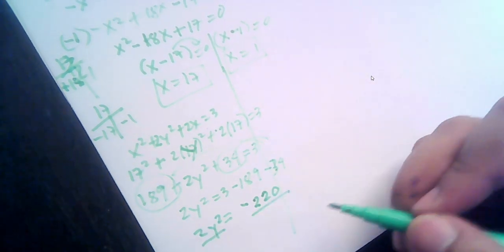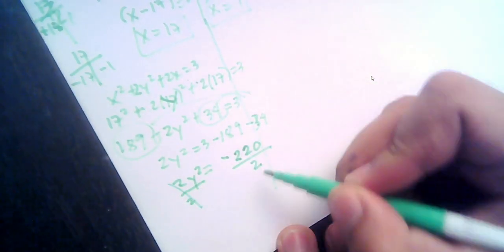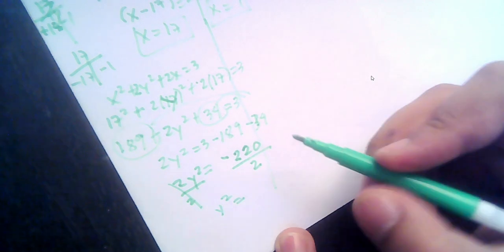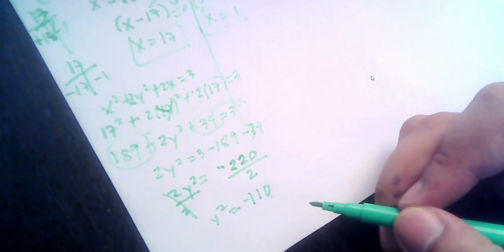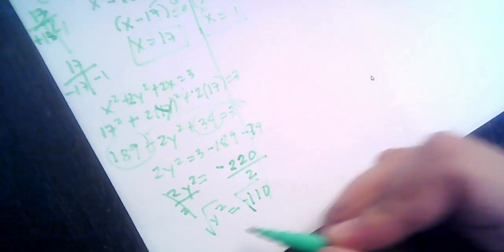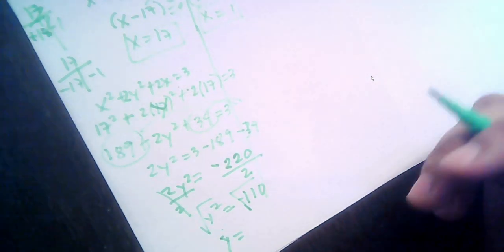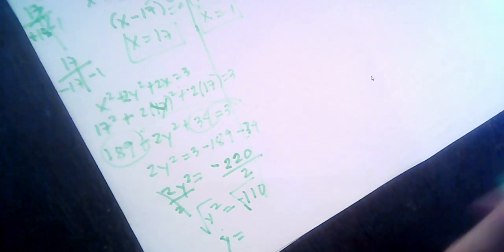So we continue by dividing it by 2. Y squared is equal to negative 110. Square root of y squared. Square root of negative 110.